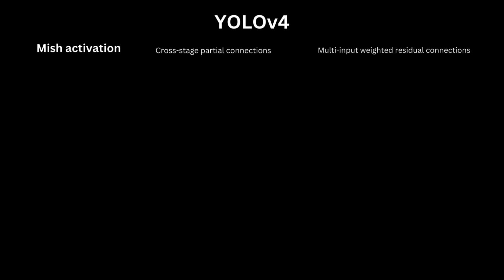Let's start with Mish. This involves replacing the leaky ReLU activations with Mish activation. If you remember, for all the convolution layers in backbone of YOLOv3, we had used leaky ReLU. So now we'll simply replace that with Mish activation, which has this formulation, where soft plus is defined as log of 1 plus e raised to the power x.